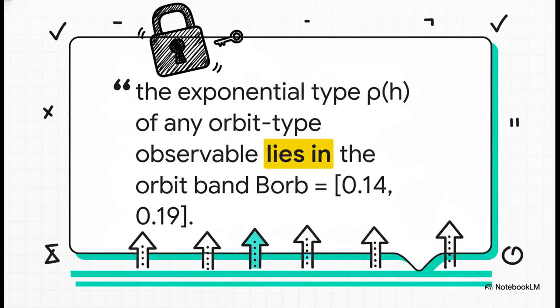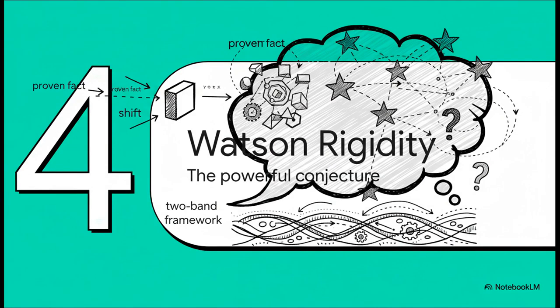And here it is, Theorem 3.1. This is the bedrock. It guarantees, it proves, that if you have any bounded orbit-type observable, its exponential growth rate must fall inside that orbit band, B_ORB. That speed limit we talked about, it's the law. Okay, so we've got one side of the story nailed down. Now let's move to the other side.